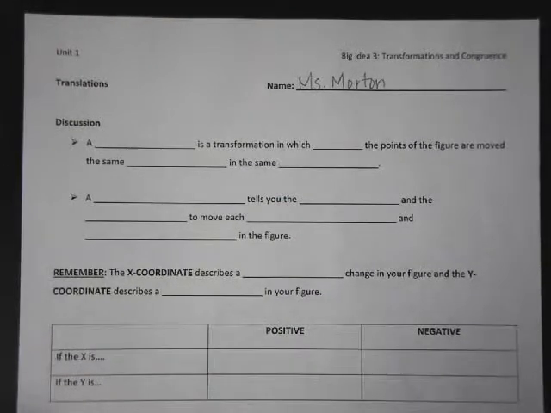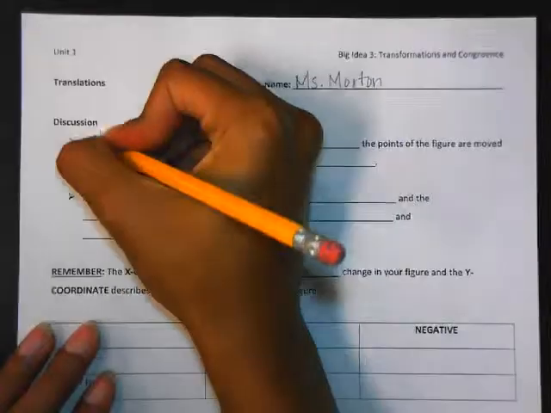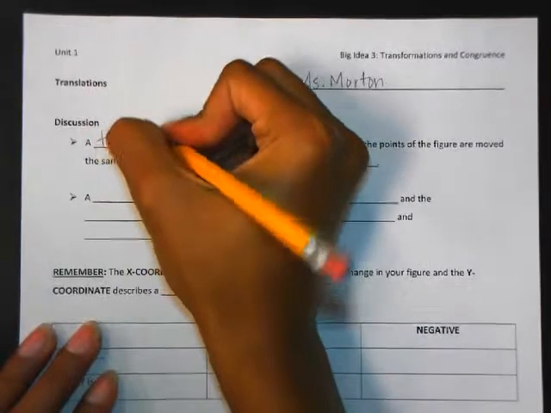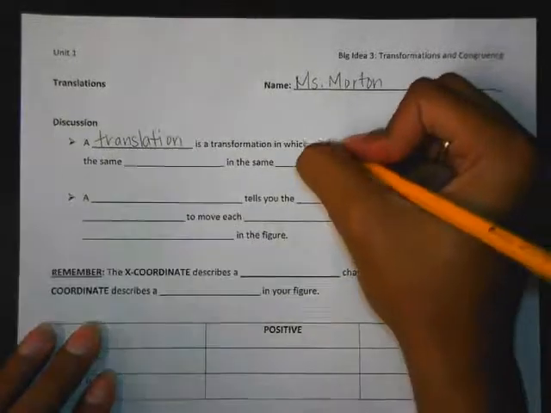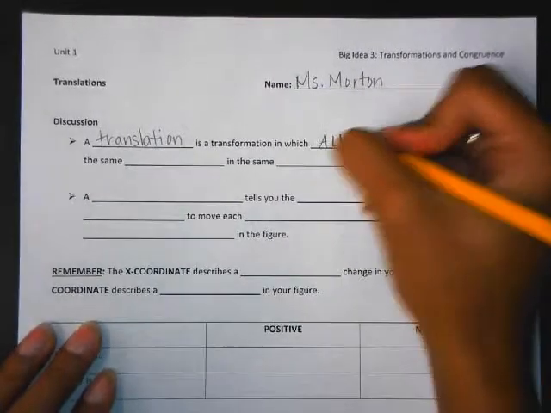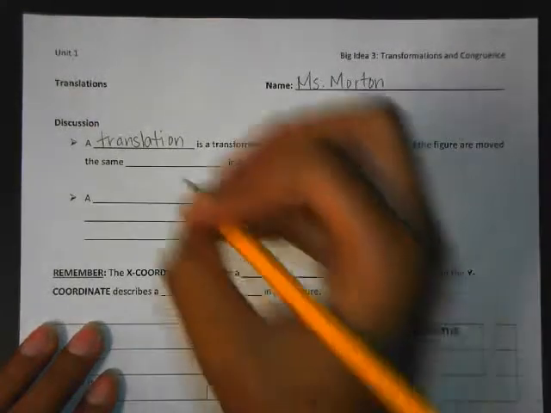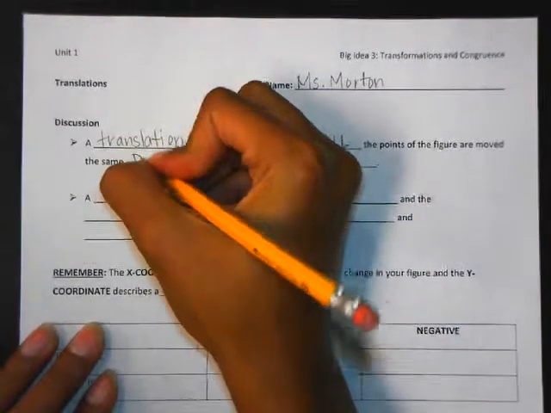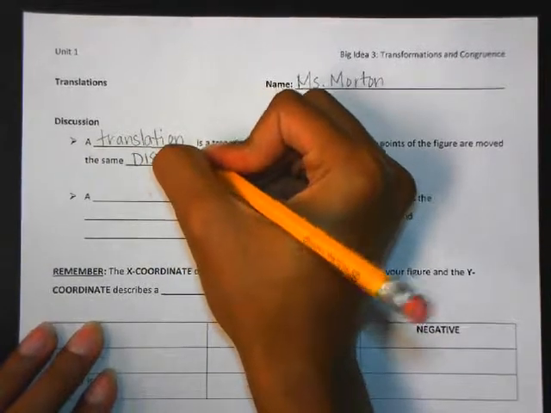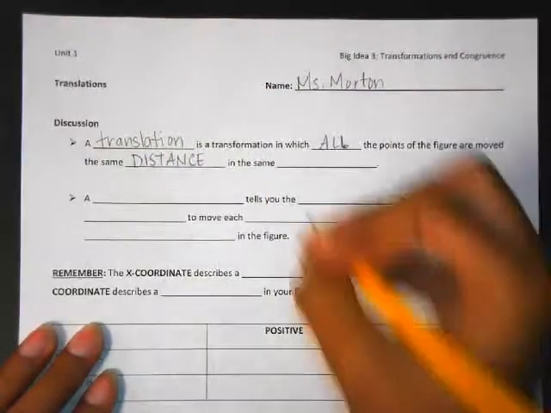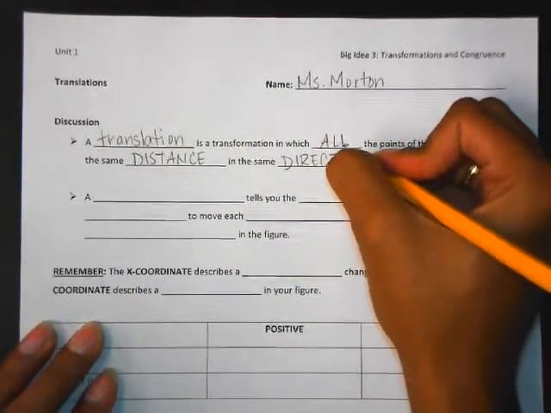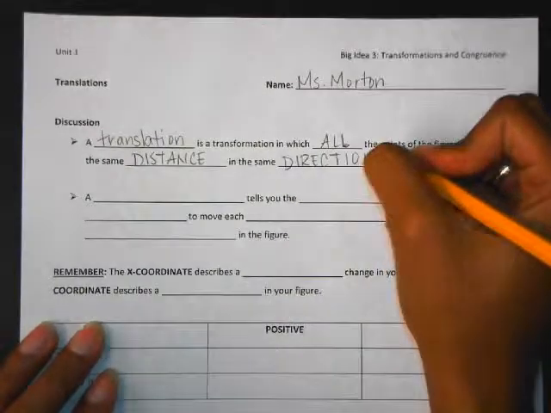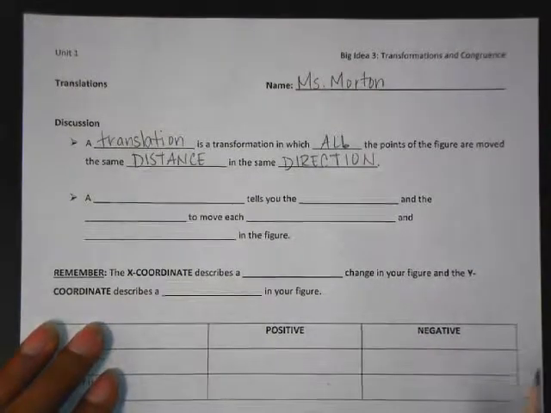Alright, for today's lesson you're going to learn how to perform a translation. A translation is a transformation in which all the points of a figure are moved the same distance in the same direction. Every single point in a figure is moved the same distance in the same direction.